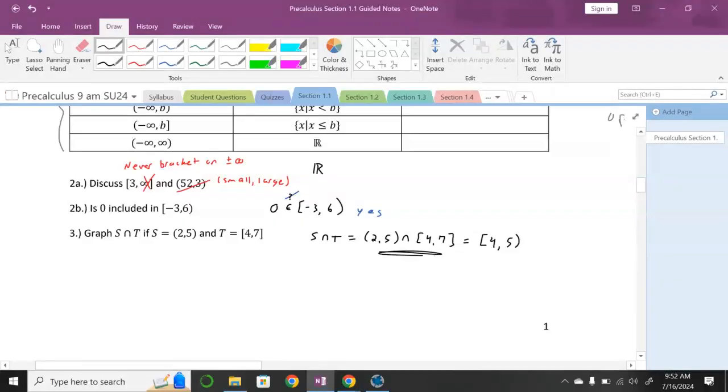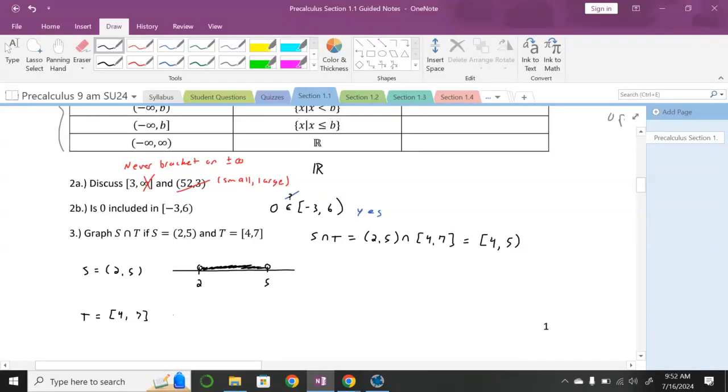Obviously you can just look at it like I am and like we did, but the easier way is to visualize it. So let's think about what is S, right? 2 to 5. So here's 2, open. Here's 5, open. We want everything in between. Before I even move on, any questions on that? We see that. Okay. So what is T? T is 4 to 7.